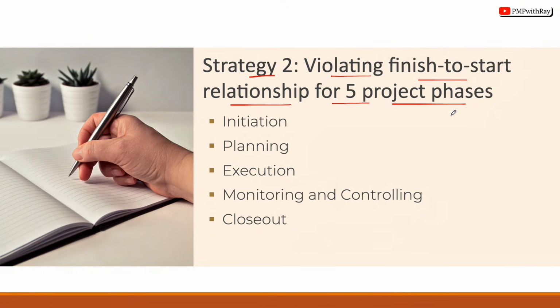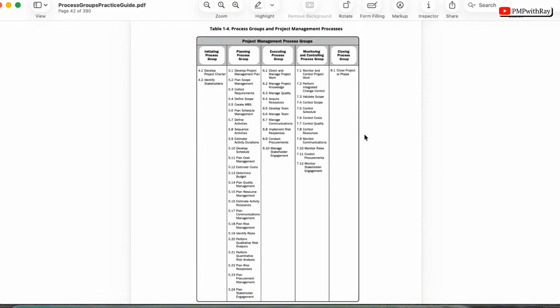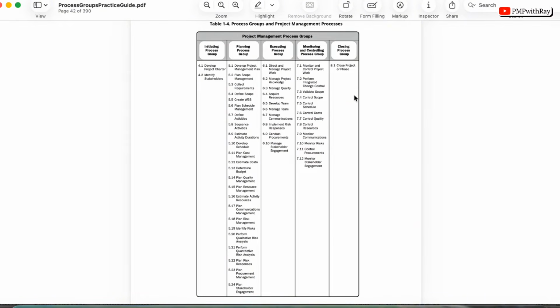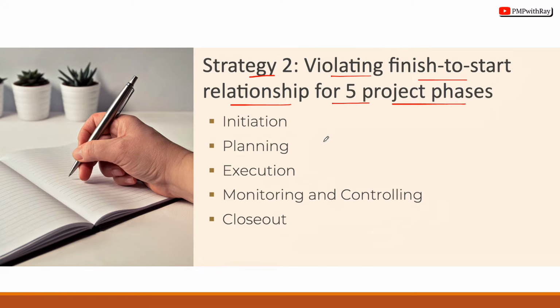See, if you go to your process group practice guide, you will be able to see that the table on page 22 actually calls this out. So there is this initiating process group, and there is this planning, and then executing, monitoring and controlling, and then the closing process group. And you have those 49 processes as part of each of your process groups. Now, the key thing you need to remember here is all this have a sort of finish to start relationship.